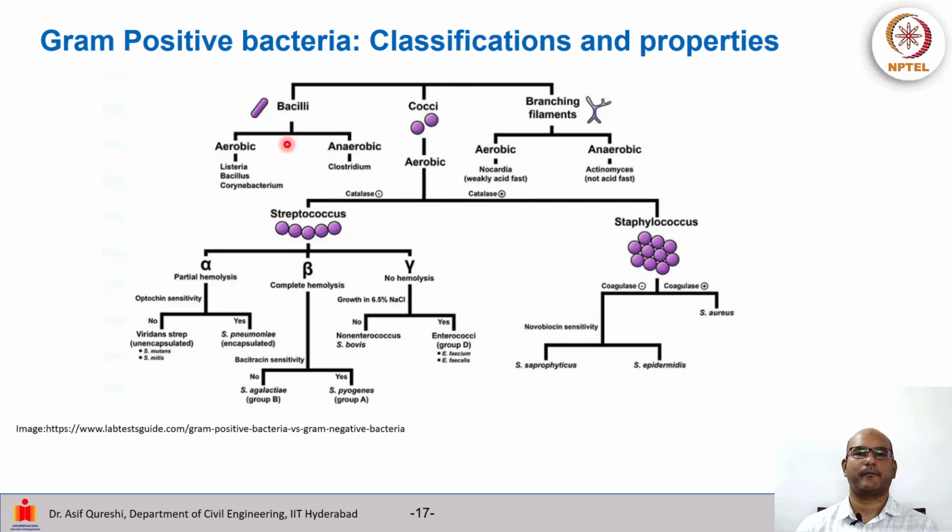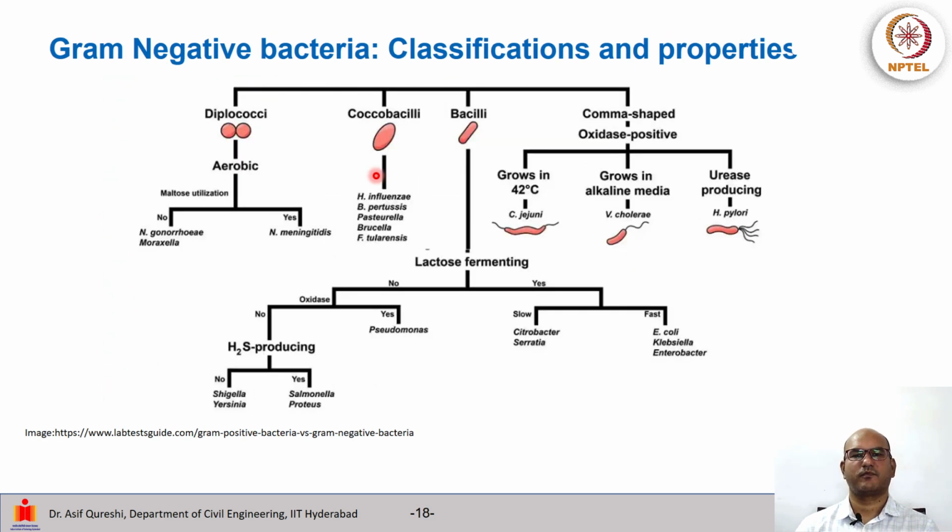Then bacilli can be aerobic, which will include Listeria, Bacillus, Corynebacterium, or anaerobic, which would be Clostridium. This is the same type of classification of the gram-negative bacteria. So we will start from here.